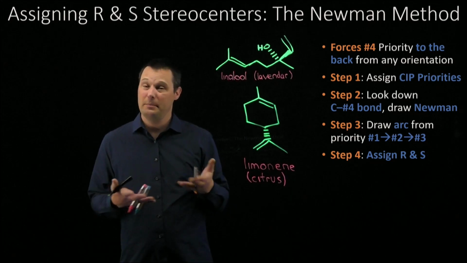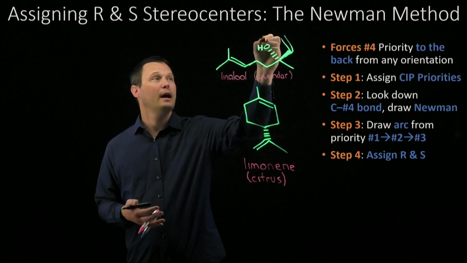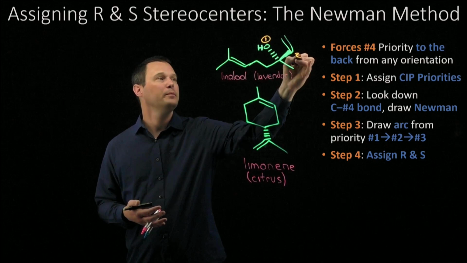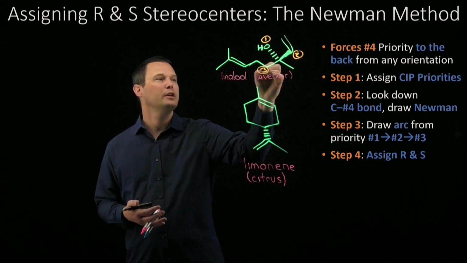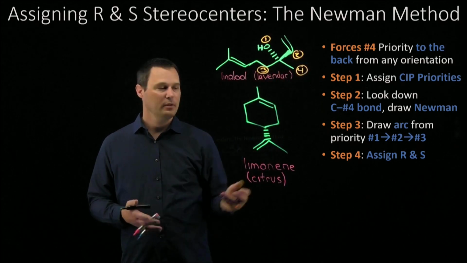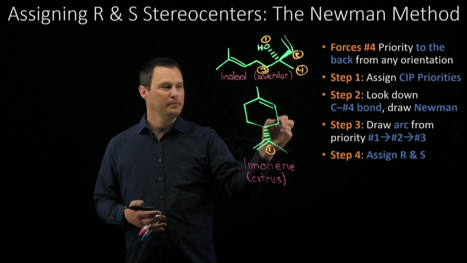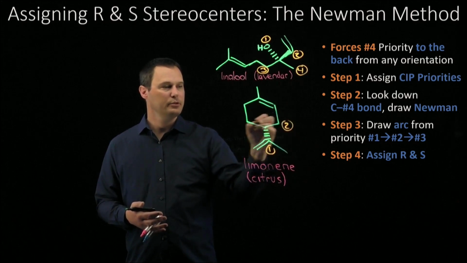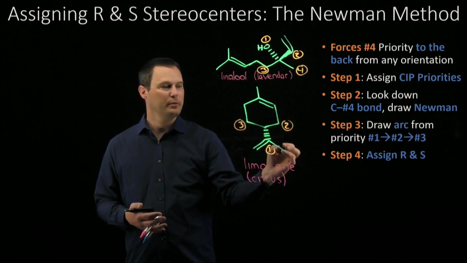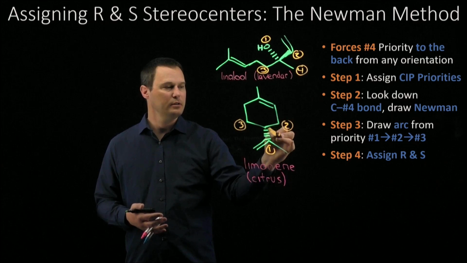Our first step is the same no matter what method we're using. We need to apply the CIP labels. The alcohol is 1, the alkene is 2, the long chain is 3, and the methyl group is 4. For limonene, the alkene is priority number 1, the chain around this side is priority number 2, the other chain on the ring is priority 3, and the implied hydrogen is priority number 4.